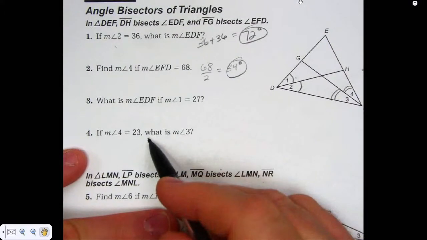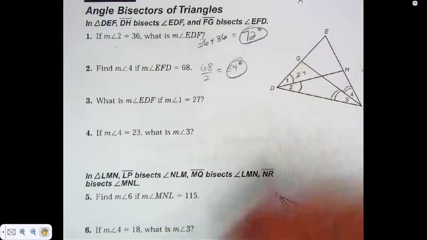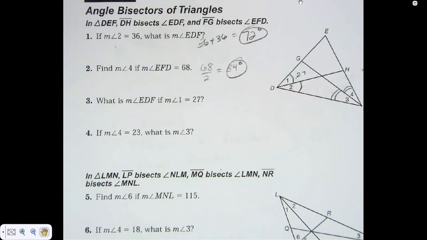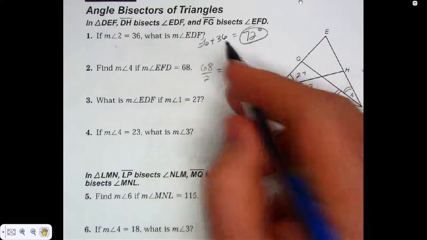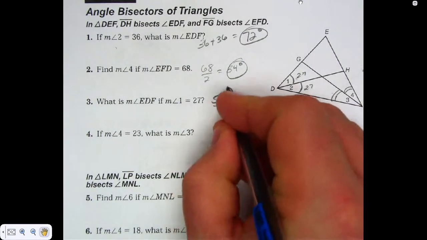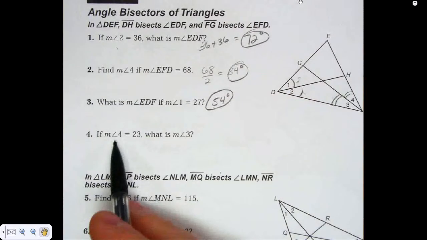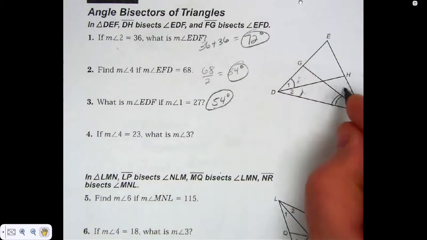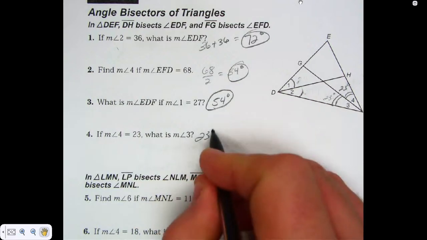Measure of angle, what is angle EDF if the measure of angle 1 is 27? That's exactly the same as the first one, isn't it? That's 27, that's what? The only difference is instead of it being 36 this time, they're saying each one's what? Making the whole thing what? You guys like these assignments, don't you? Measure of angle 4 is 23. Then they ask, what's the measure of angle 3? Tried to trick you by making it a little different that time, didn't they? We ought to be okay with that.